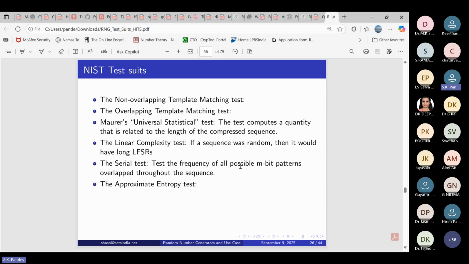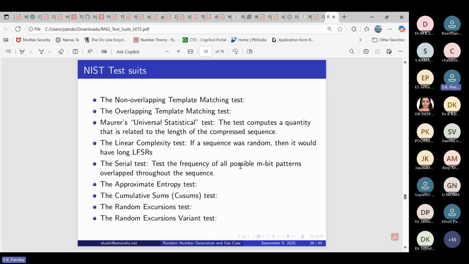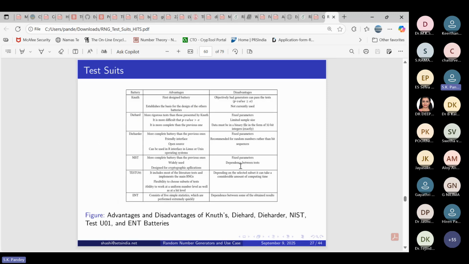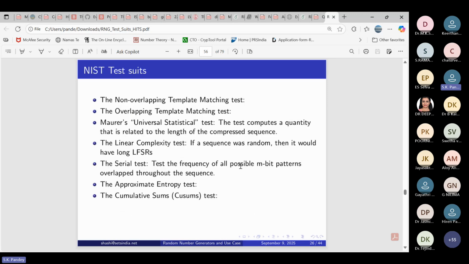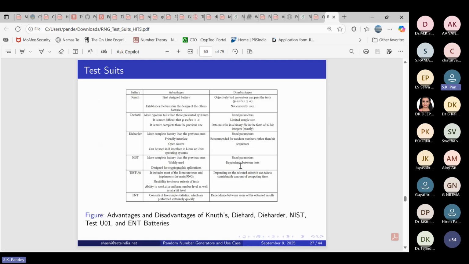The approximate entropy test is the same as what is in the ENT test. Cumulative sums test: you generate a sequence by adding the binaries, first 2 binaries, first 3, first 4, first 5, and in that sequence you look at the pattern. Then the random excursions test and the random excursions variant test. Ultimately this covers all those 15 tests that are available, and they are looking at those binaries.